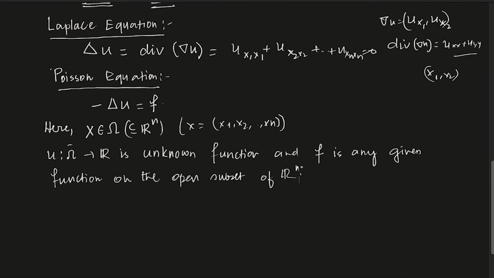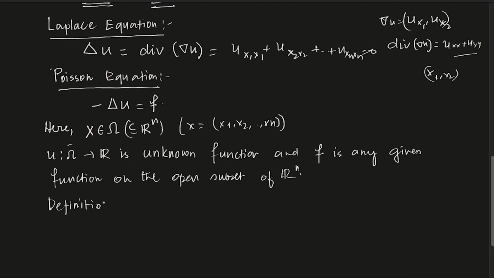So just think about it. What I said is you are looking at a u which is from omega bar, and omega bar is a closed set. As I told you, if I am not specifying what exactly omega is, all the time in this course just assume omega to be an open set in Rn. So omega bar, the closure of omega, to R is the unknown function, and f is any given function on an open subset of Rn. Clear? Now the question is you just have to find what u is. So I will start with a small definition here.